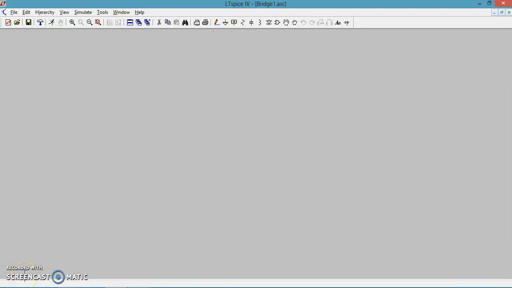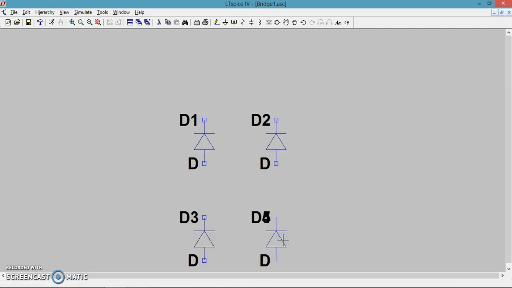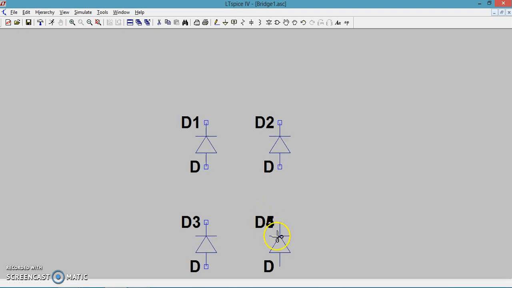Now we should see the working of a full wave rectifier using a bridge circuit. Let us construct the bridge circuit using 4 diodes. Let me construct a bridge. So this is 4 diodes connected. There are 5 diodes coming, so let me delete one of the diodes. So I have deleted one.